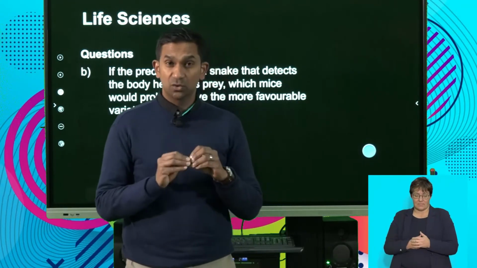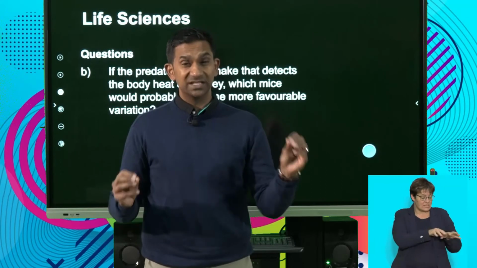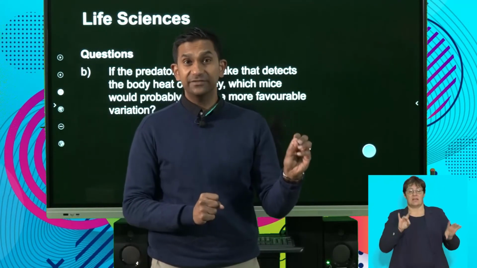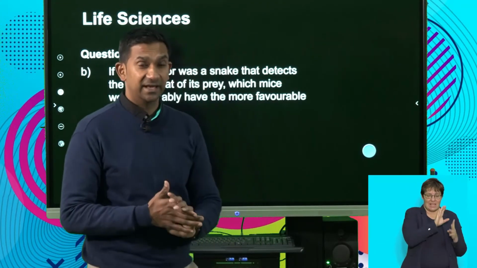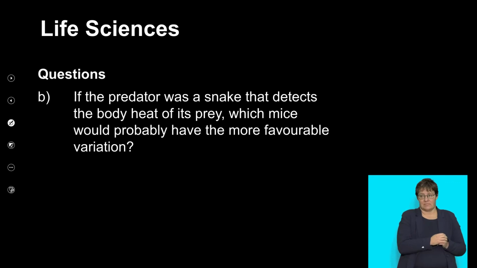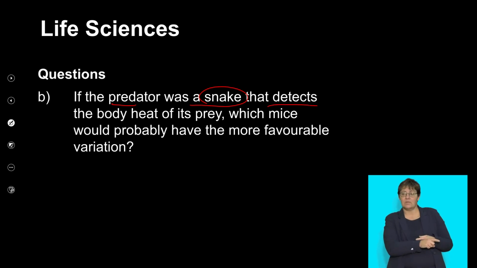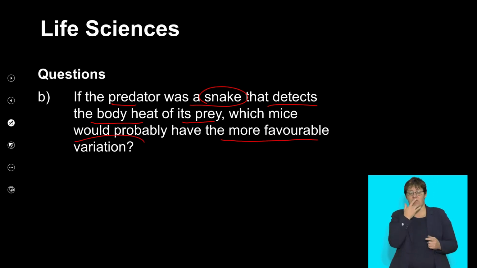And that is what causes the difference in the distribution within a species, to a point that we have natural selection favoring a particular type of individual based on a characteristic they have. Let's unpack another question. If the predator was a snake that detects the body heat of its prey, which mice would probably have the more favorable variation?